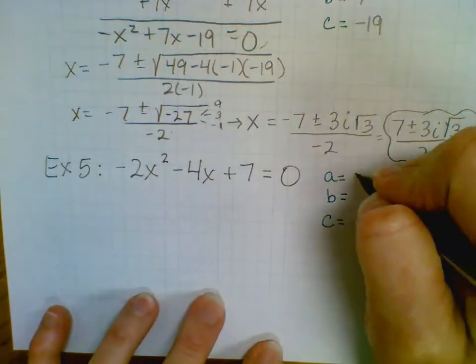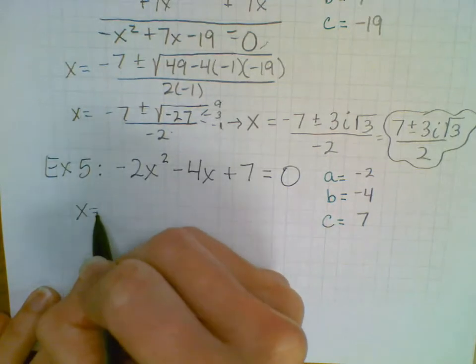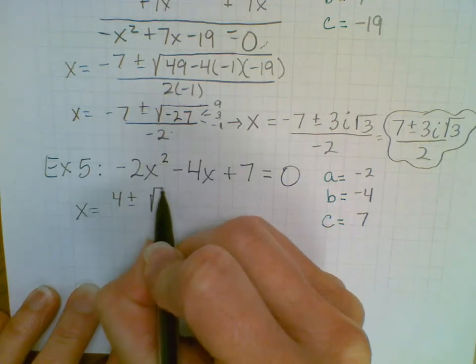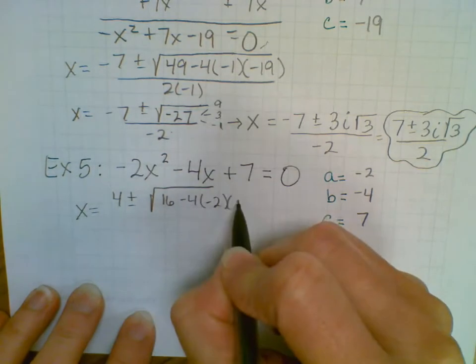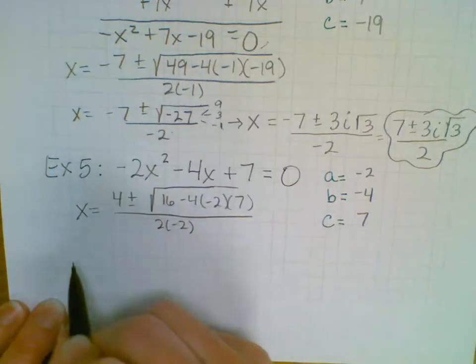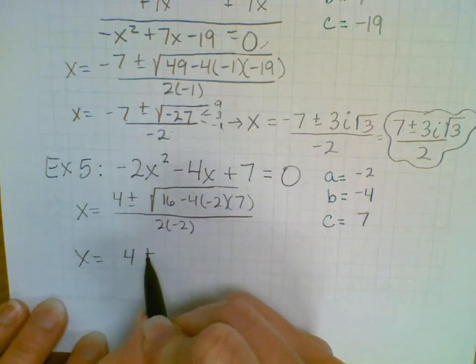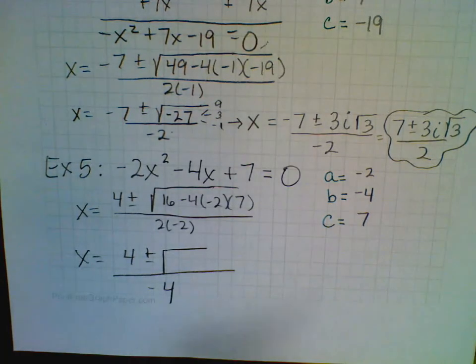So this one's in standard form. So let's go ahead and establish our a, b, c. And then let's plug it in. So 4 squared is 16, all over 2 times a. So let's simplify under that radical. So I'm doing 16 minus 4 times -2 times 7, which is 72.